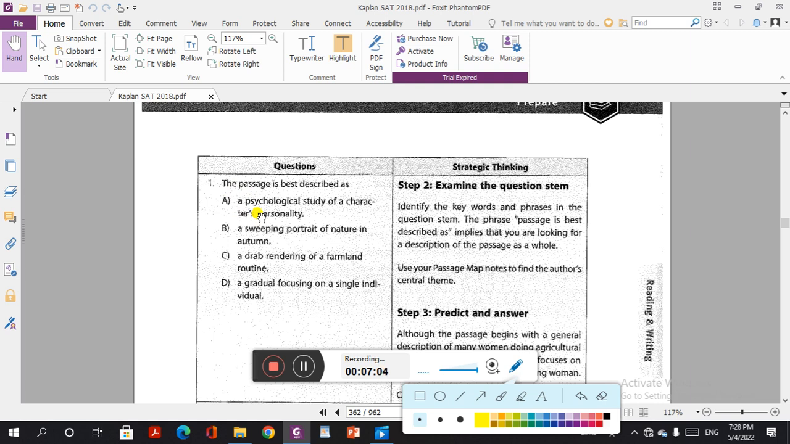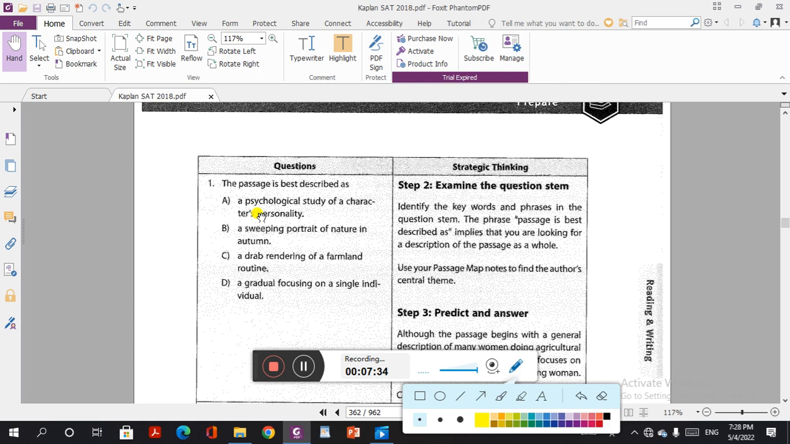How do I apply the question stem in this question, Mr. Sharif? Look at the question and read it very well. The passage is best described as. Do you understand anything from this question? The passage, so the whole passage, is best described as. So ask yourself this question.